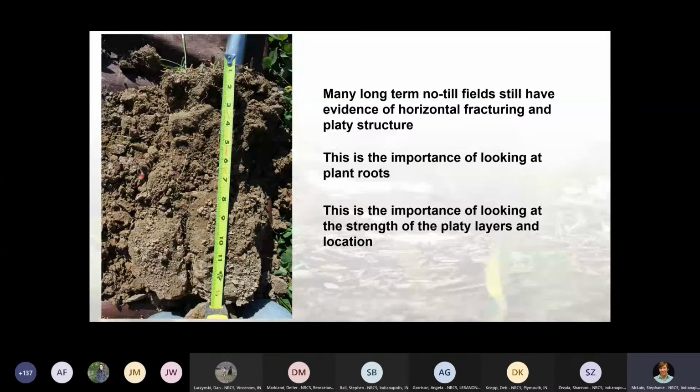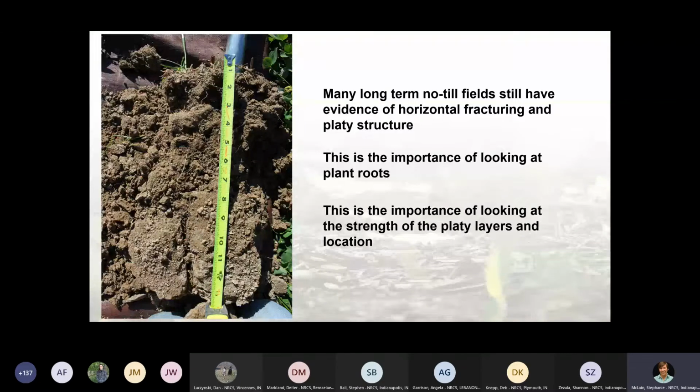I know that all of you have been out on these fields, and guess what we still see out there? We still see horizontal fracturing, and we still see platy structure, and we keep thinking, why the heck are we still seeing all of these things in these no-till fields or these soil health systems? So I have a picture here of a field that's been in no-till or some type of reduced tillage for many, many years, and has diversified the crop rotation and different things like that.